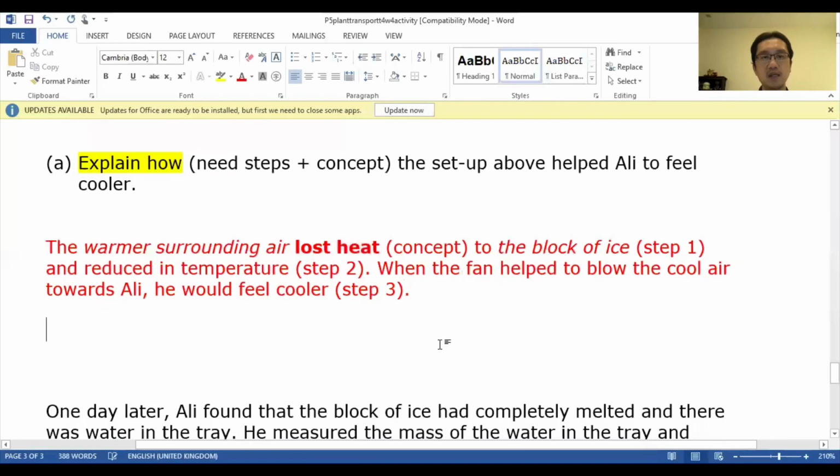For a typical "explain how" or "describe" question, we need at least about 2 to 3 steps in order to answer the question properly and clearly. So always have the steps in sequence. Don't skip steps and don't jump steps. Okay, let's move on to the second part.